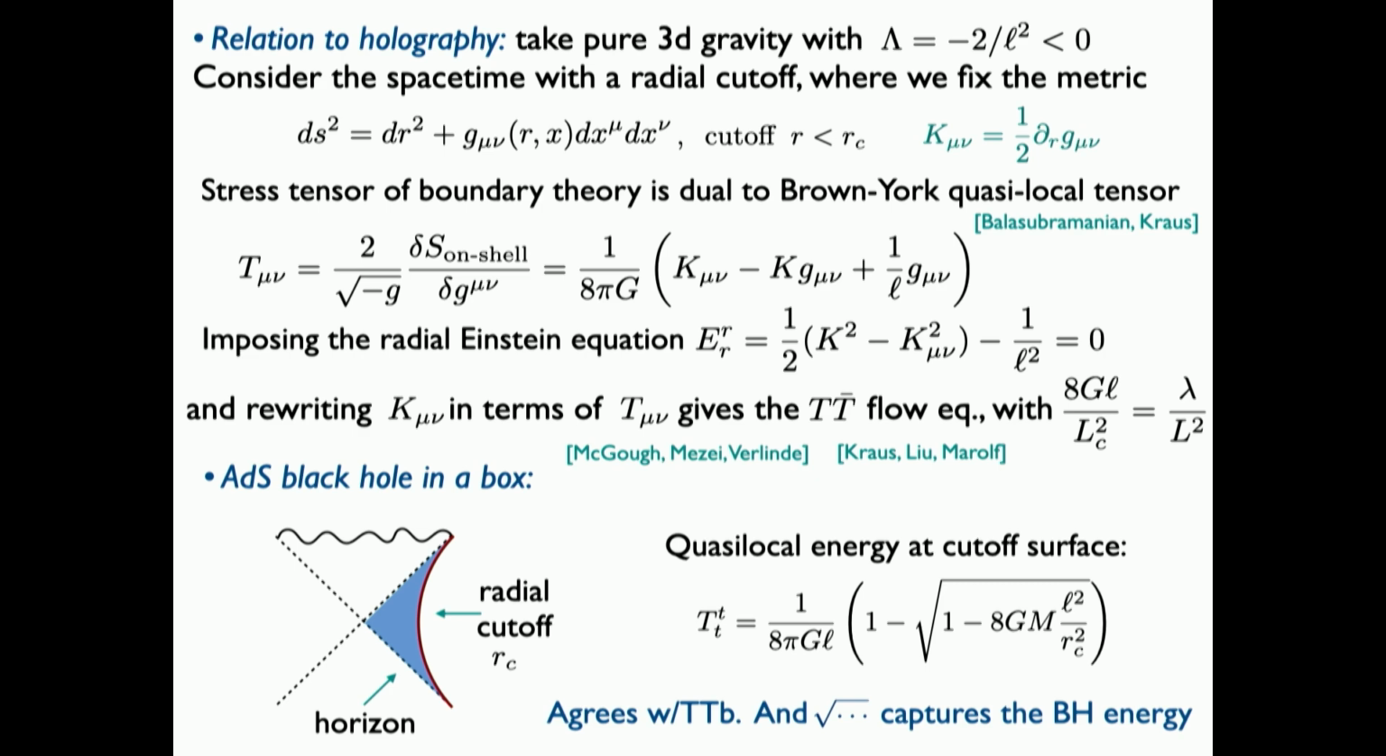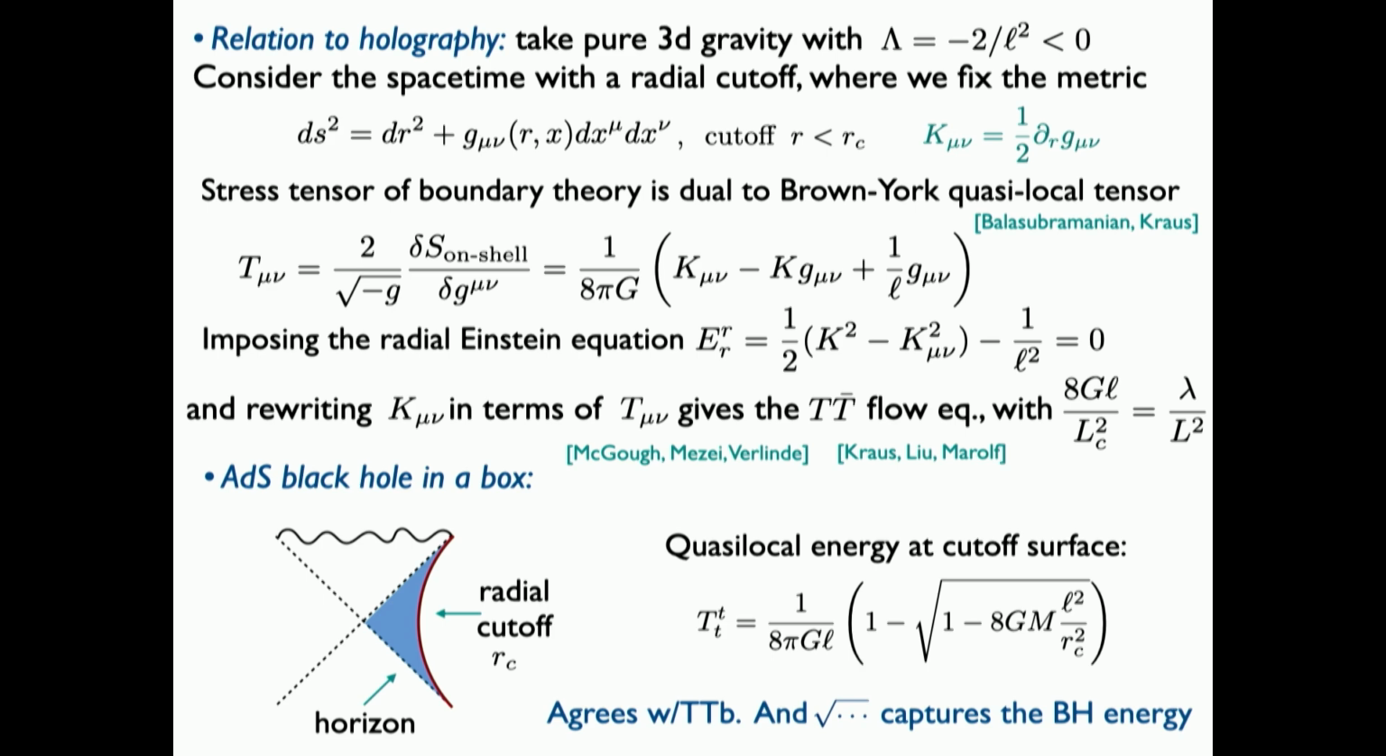Now, sometime after that, it was realized by McGough, Mezei, and Verlinde that actually performing a TTbar deformation of the CFT, if the CFT has a holographic dual, is dual on the AdS side to introducing a radial cutoff that creates a time-like boundary. Okay? So here, I'll explain that very quickly.